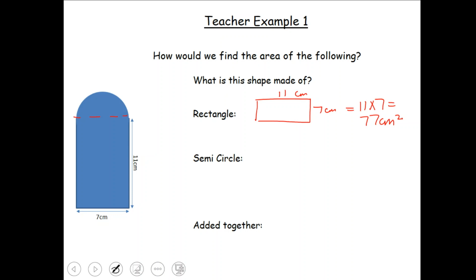If we know this length here is 7, so this length here is going to be 7. Okay, so we draw the semicircle out now. The diameter is 7. To work out area of a circle, you need the radius. So if the diameter is 7, the radius is going to be 3.5. Okay, from the previous lesson, you should know the formula now to work out an area of a circle. It's pi times the radius squared.